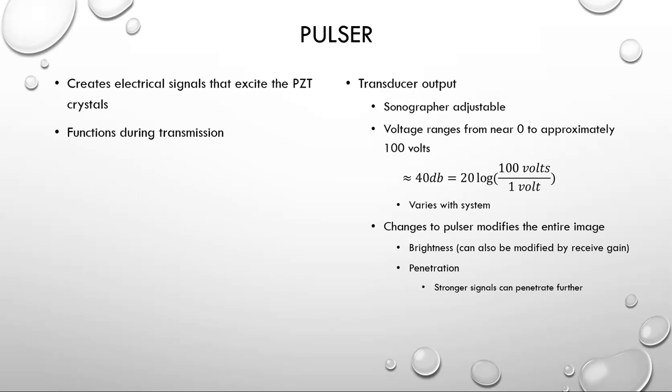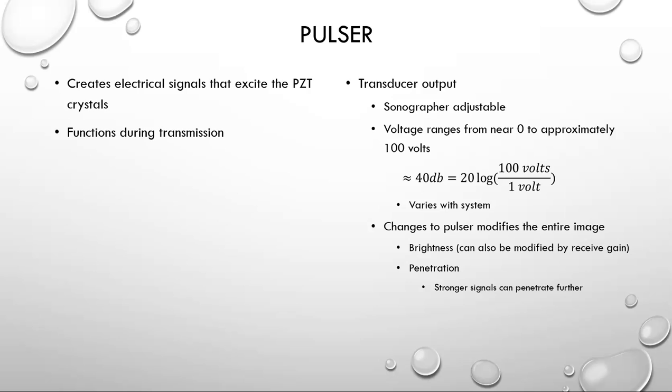So the pulsar creates the electrical signals that excite the crystal, and this occurs during transmission. The pulsar is responsible for the transducer output, and it's adjustable by the sonographer. Voltages created by the pulsar range from almost 0 up to approximately 100 volts. So that's a dynamic range of about 40 decibels. This, of course, varies with the system that you're using.